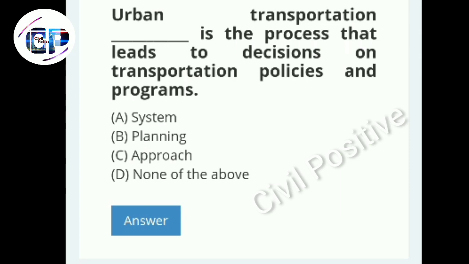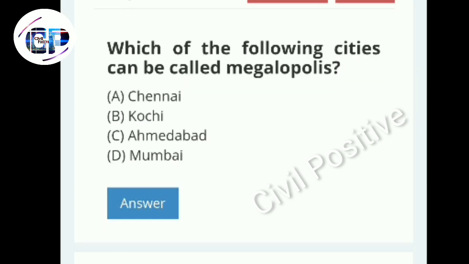First step system, second planning, third approach, none of the above. Answer B, planning. Which of the following cities can be called megalopolises? Chennai, Kochi, Ahmedabad, Mumbai. Answer D, Mumbai.